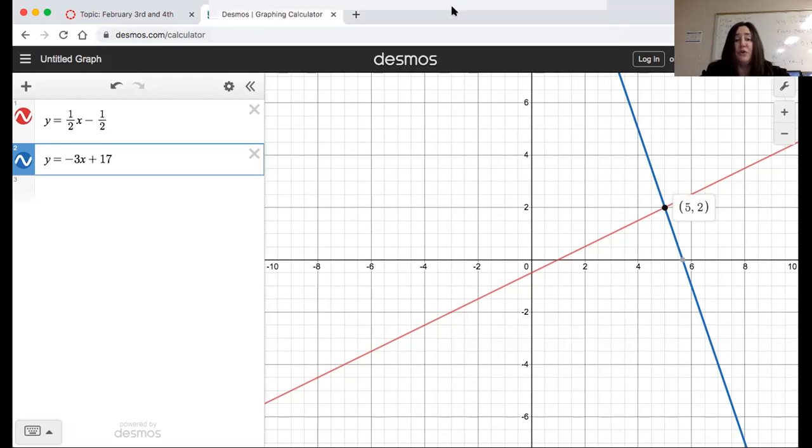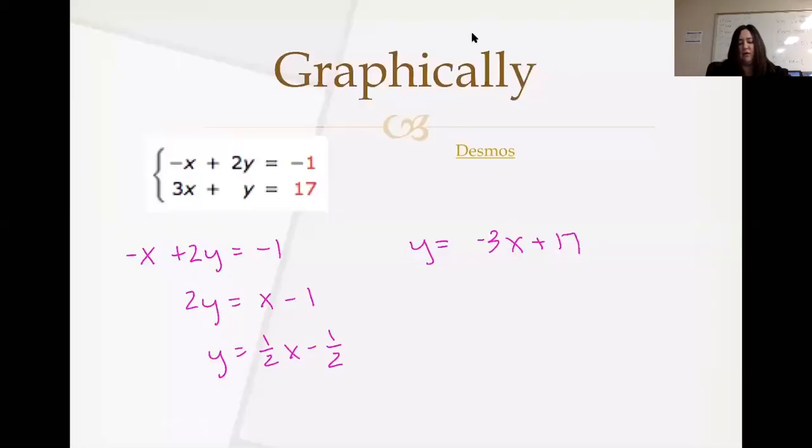So any of these you can graph to check your solutions, even if it asks you to solve them algebraically. So I'm going to switch back here. So again, your solution here was 5 and 2.